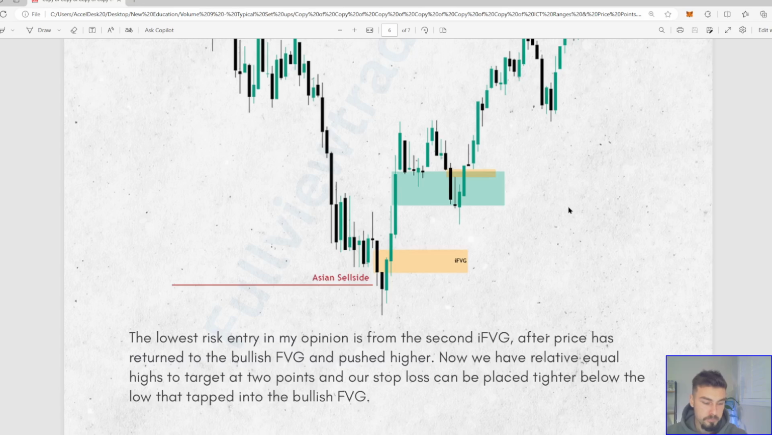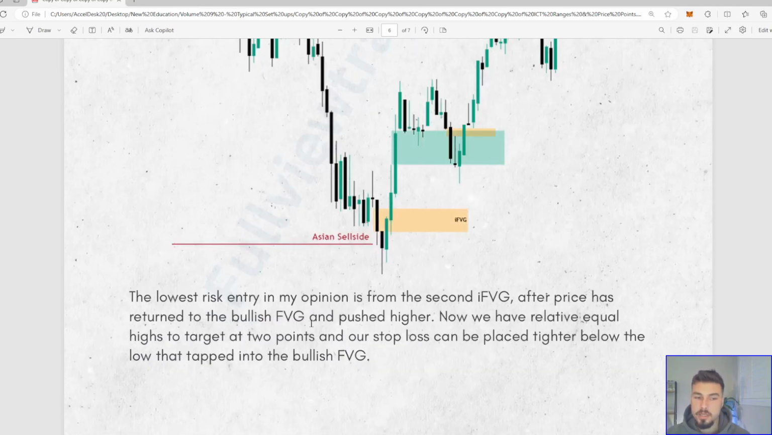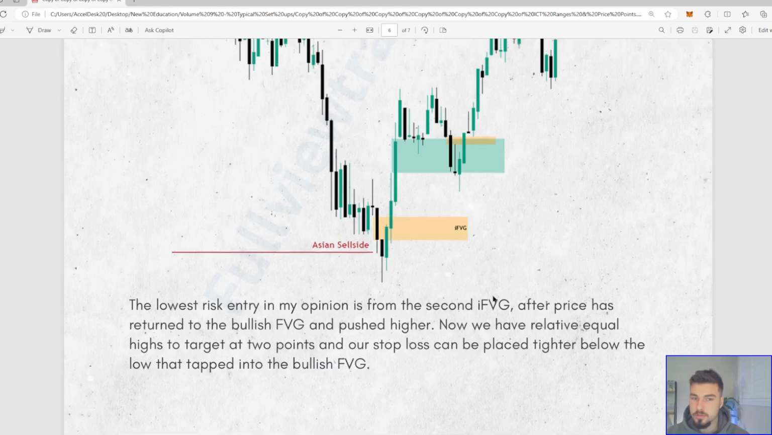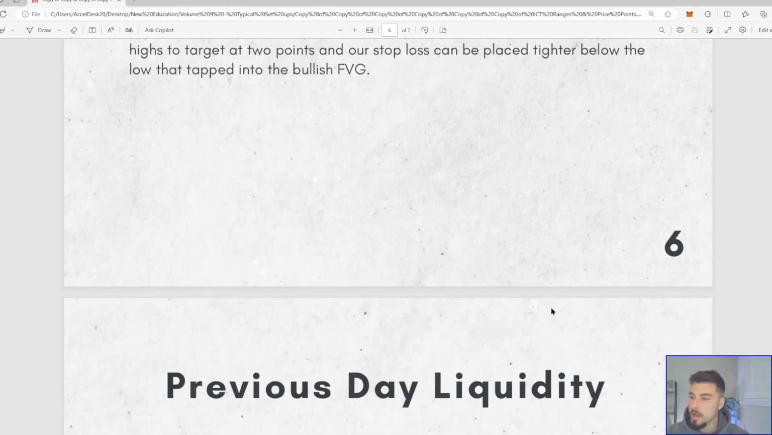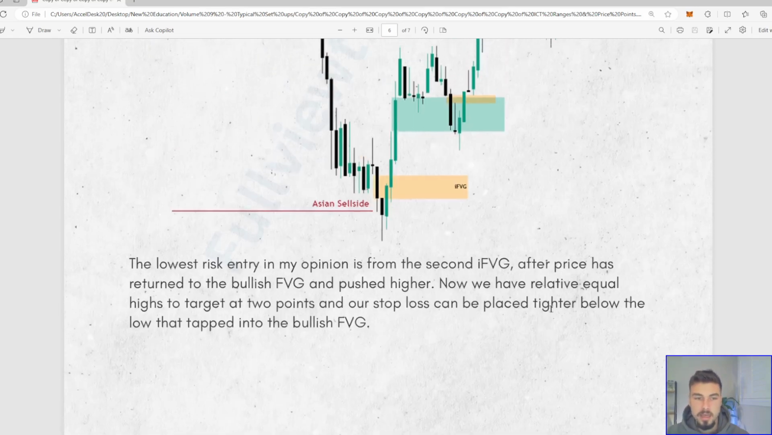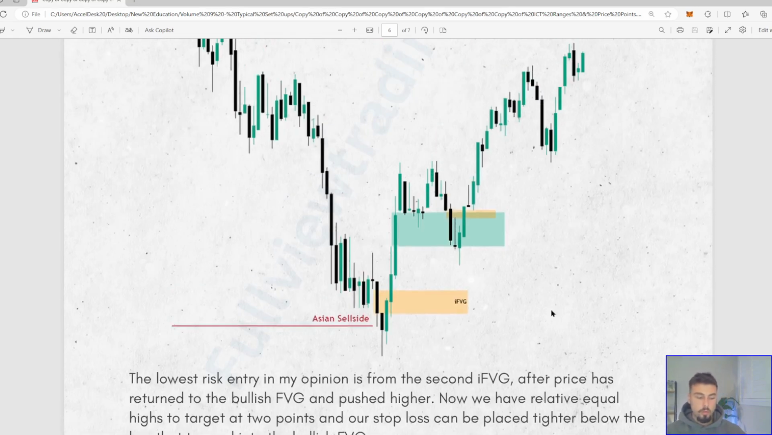Keep that in mind. Again, the lowest risk entry in my opinion is from the second inversion fair value gap like we talked about, because price has already returned to a bullish gap. It's already pushed higher, it's already generated relative equal highs, it's already done all these things, and therefore you can place a tighter stop. It's just one of those things, right, that plays out time and time and time again, and you're going to see this play out. Now, will it happen every time? No. Sometimes you sweep Asian sell side, Asian buy side, and it doesn't work out, but it works out more often than not, and that's what trading's about.